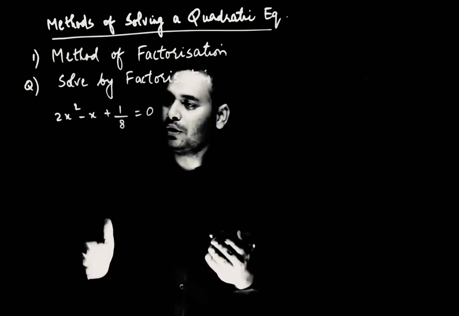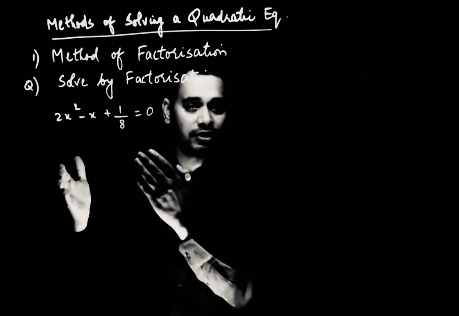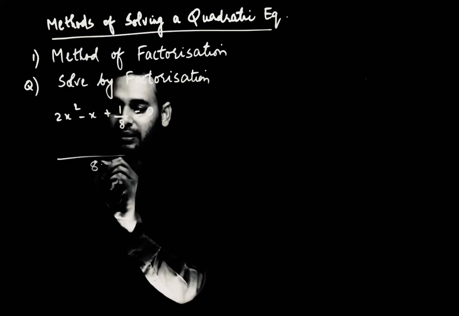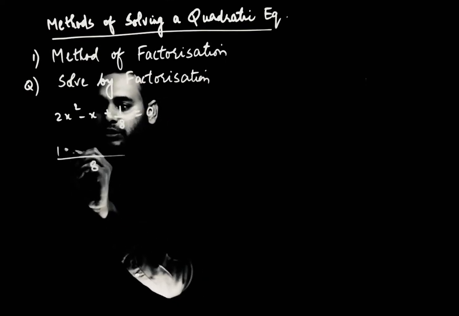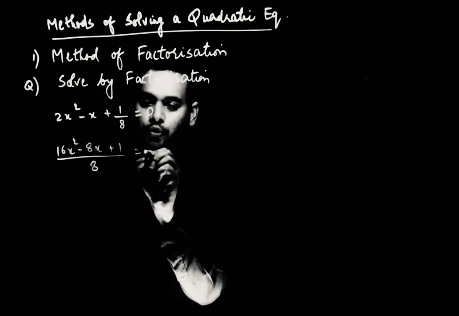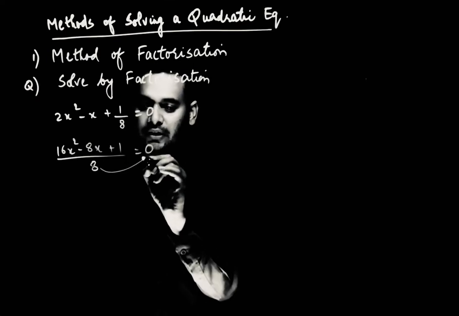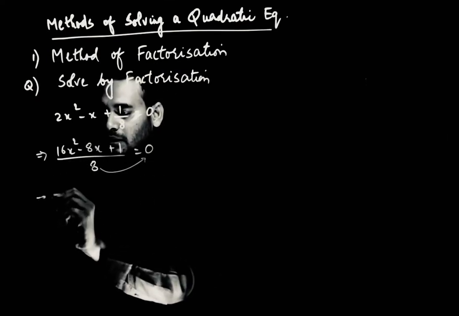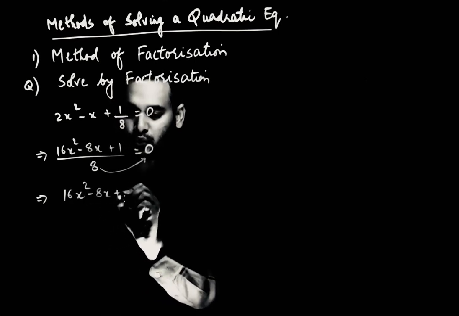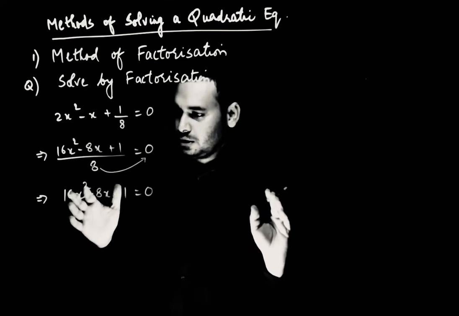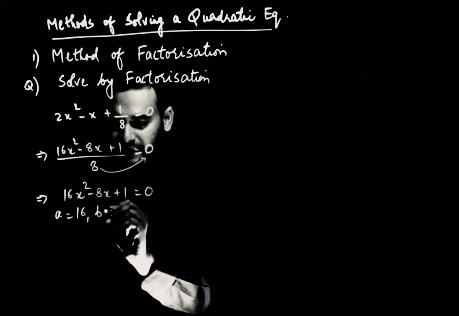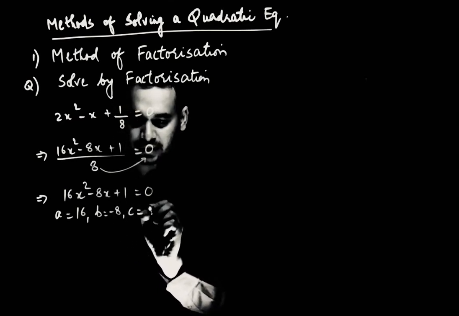So my advice to you is, first of all, try to clear the fractions when you have these types of questions. Take the LCM. The LCM will be 8, and then you can write this as 8 2s are 16, 16x square, then minus 8x plus 1 equal to 0. When you multiply this 8 with 0, you will get a quadratic equation which is 16x square minus 8x plus 1 equal to 0. So here the value of A is equal to 16, B is minus 8, and the value of C here is 1.